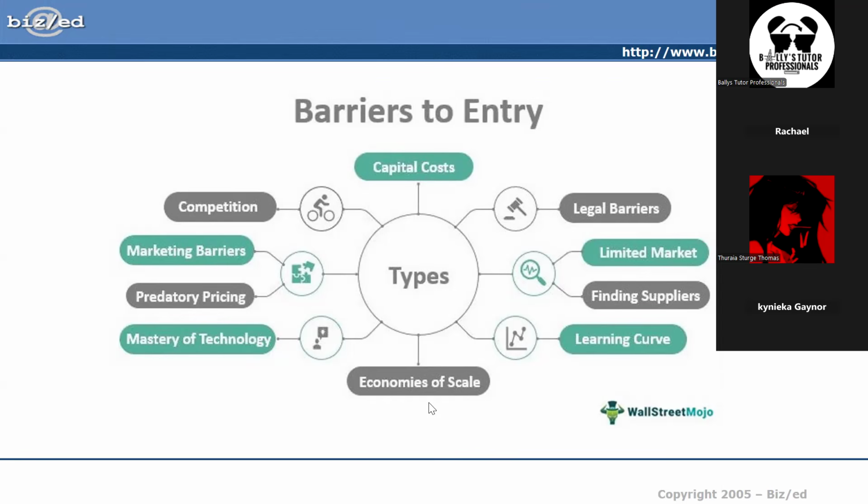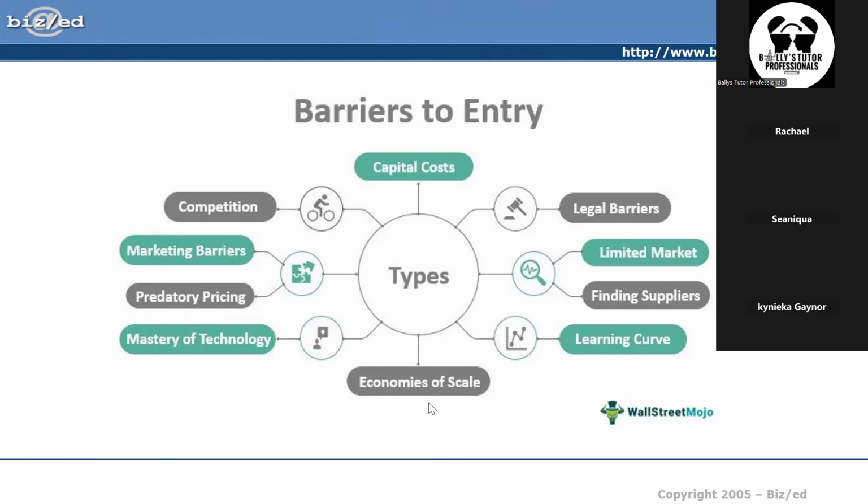Right? Anything that makes it difficult to enter the market, if they don't have enough workers, they don't know how to use the technology, they don't have access to the technology needed to make the product, they don't have suppliers. Anything that makes it difficult to enter the market is what we call a barrier to entry. Everybody clear on that? I can explain predatory pricing, myself.